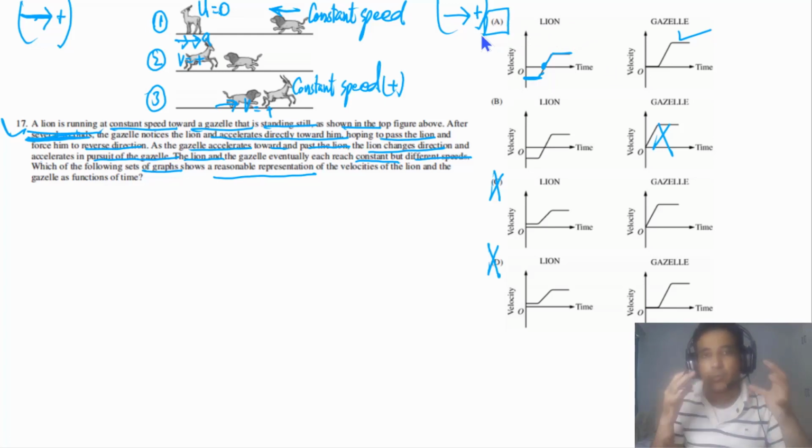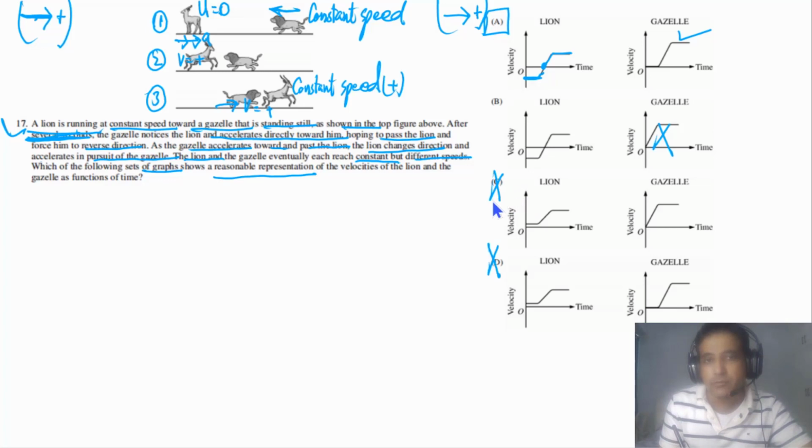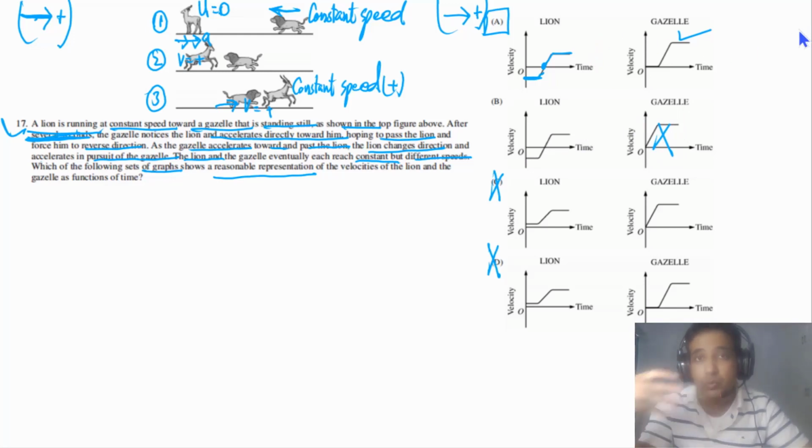So this is how we can understand. So how we can eliminate? In this case, you have seen we have eliminated C and D first of all, then we have eliminated B as well. So this one is the answer. So this technique you can use in your exam to answer these questions quickly.